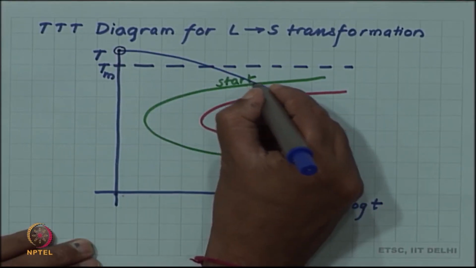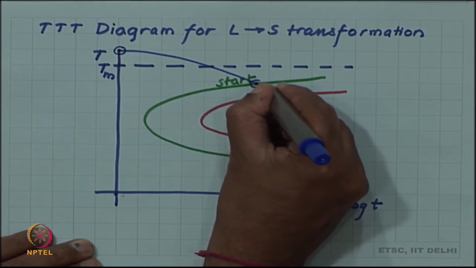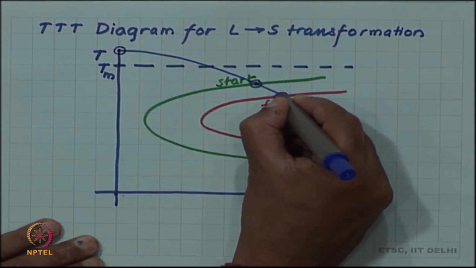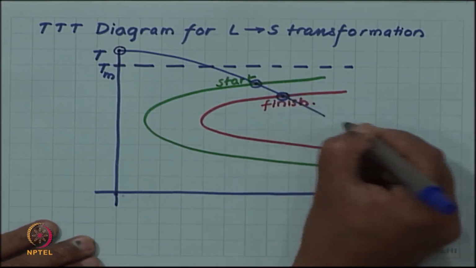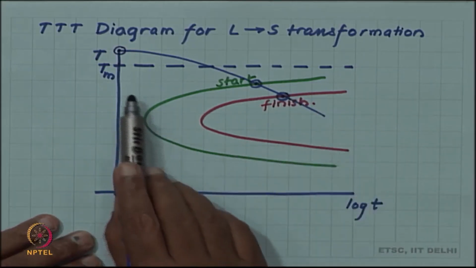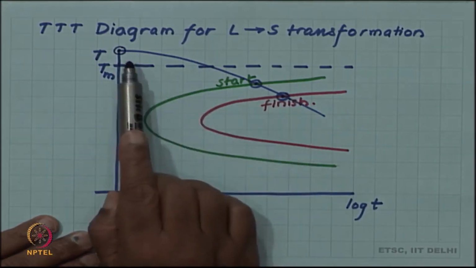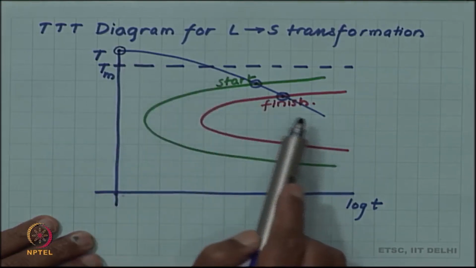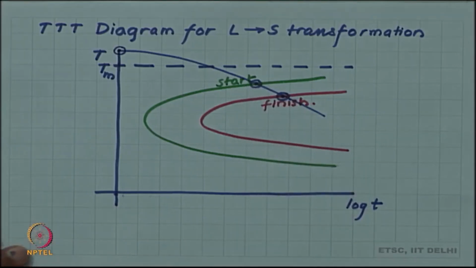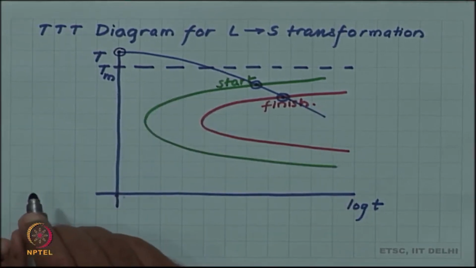So, you can see that if I am cooling it, at some point it will hit the start curve and the crystallization will begin, and at some point it will cross the finish curve and the crystallization will finish. Although the way we had drawn this diagram was for isothermal transformation, so it will not be directly applicable for such cooling curves, but approximately we can take these temperatures as the temperatures for start and finish for this continuous cooling diagram also.